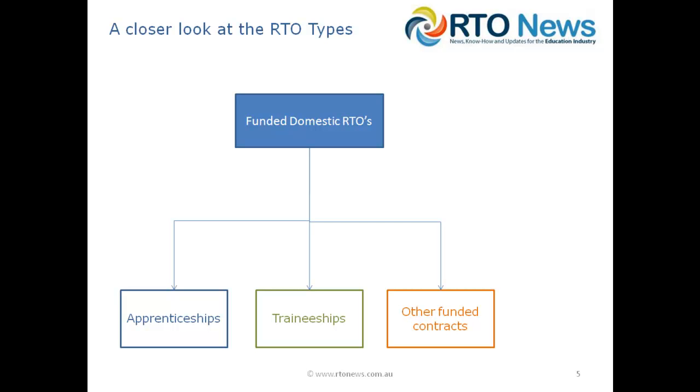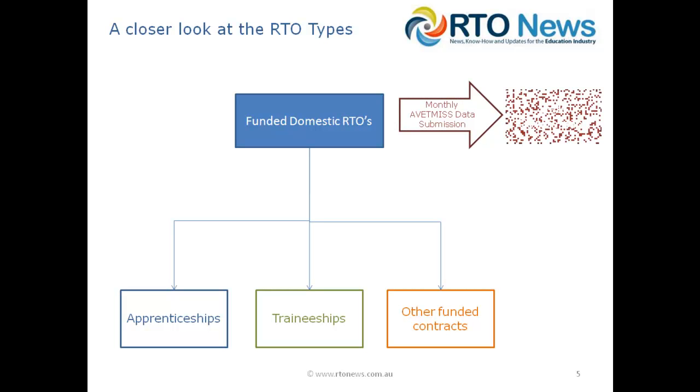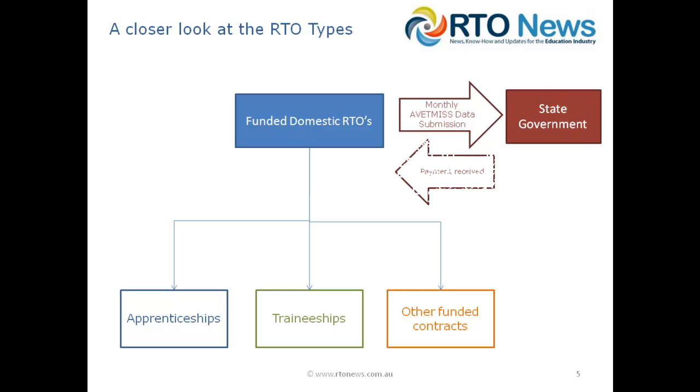As the RTO is receiving payments from the government, they therefore must submit student data to the government on a monthly basis to then receive payment for the training they have delivered to a student. This data submission is known as an AVETMISS submission, and these RTOs are also known as an AVETMISS college. Generally speaking, most AVETMISS colleges do also have a small number of non-funded students as well. These students pay their own fees, and they are normally known as fee-for-service students.